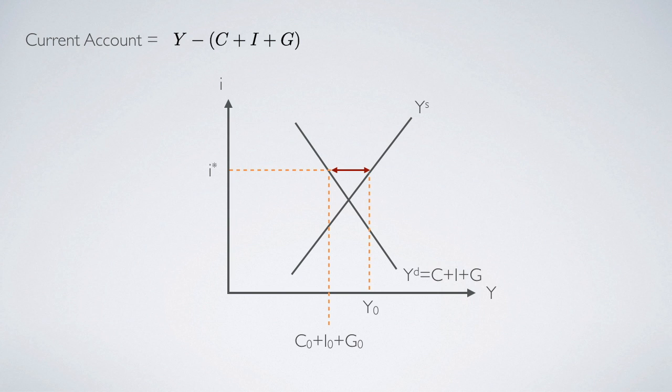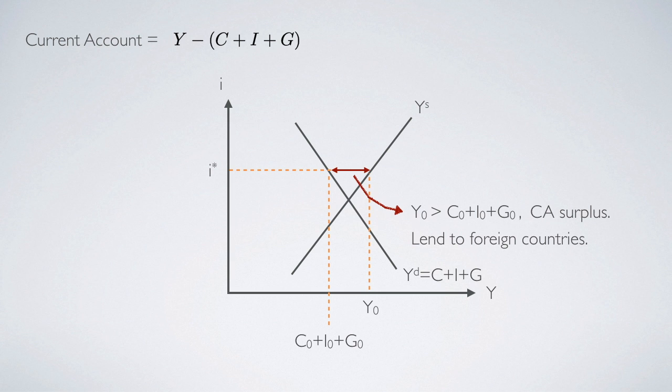On the other hand, if under the open economy the international interest rate is higher than the original closed economy rate, then in this case we will see output Y0 larger than the home country expenditure CI plus II plus GI. Then it means that we produce more than our spending. Therefore, we have more money saved to lend to foreign countries. In this case, that's why we would have a current account surplus.